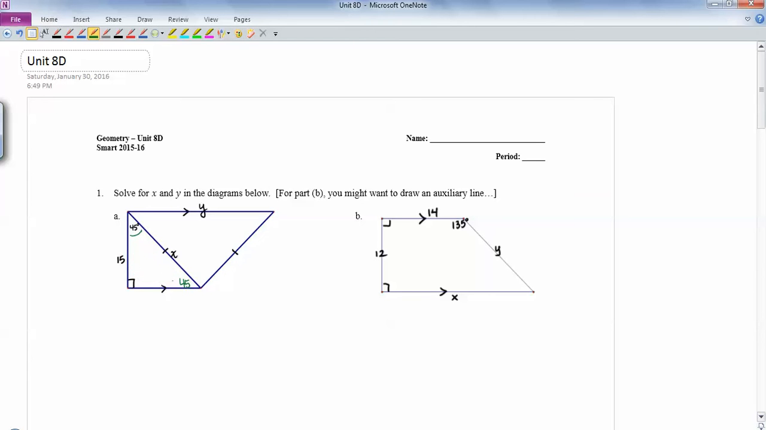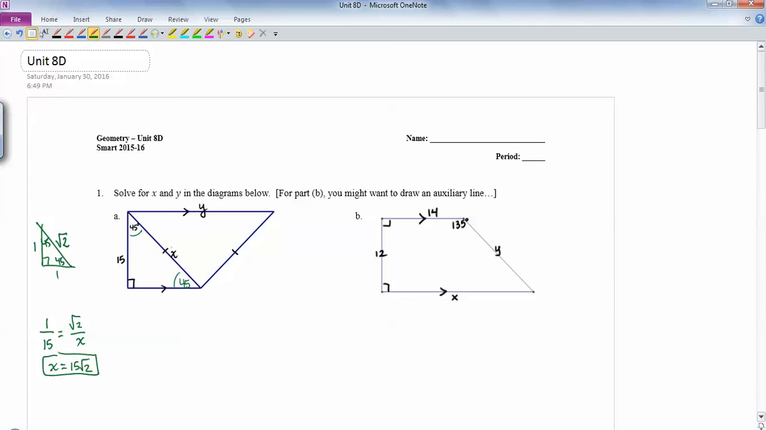And remember in the last lesson, the 8C lesson, we learned that a basic 45, 45, 90 triangle has the sides, the isosceles part is 1 and 1, and then the hypotenuse, if you use Pythag, is root 2. So in this triangle, the x goes with the root 2 the same way that the 15 goes with the 1. So I can set up a proportion here. 1 over 15 equals root 2 over x. And then when I cross multiply, I get x is 15 root 2, and now I'm done. So there's x.